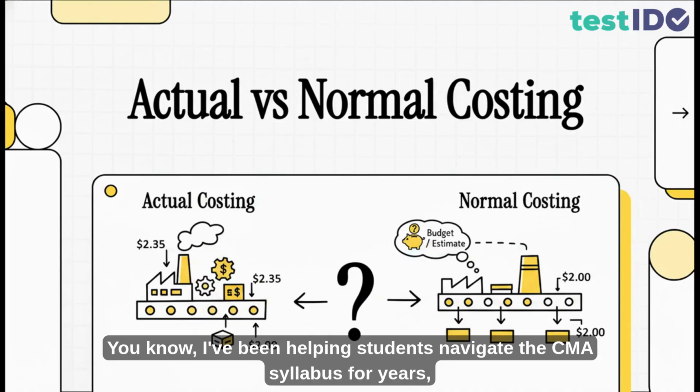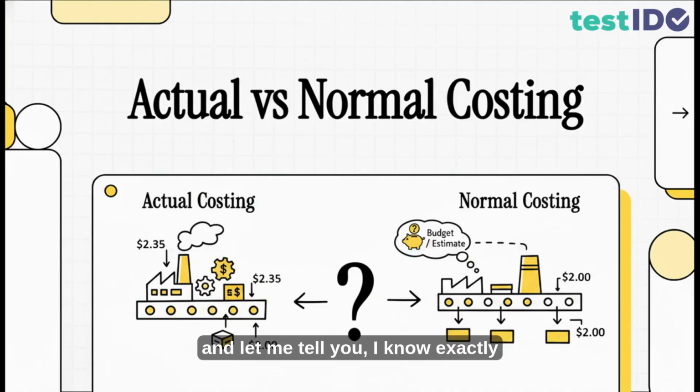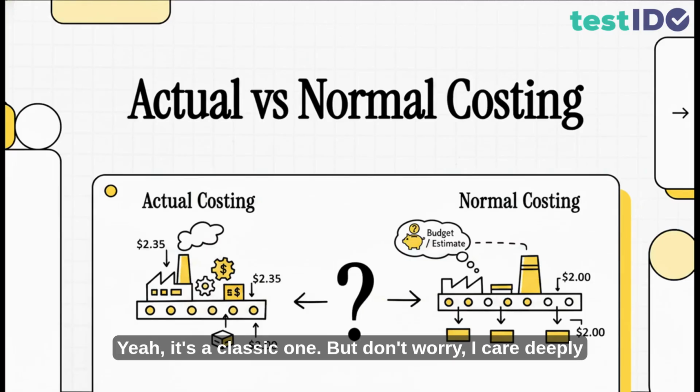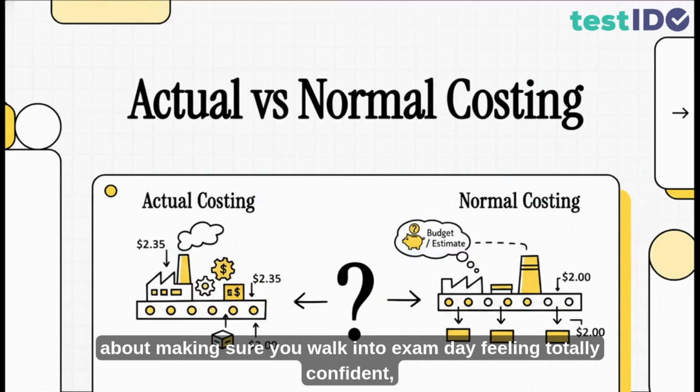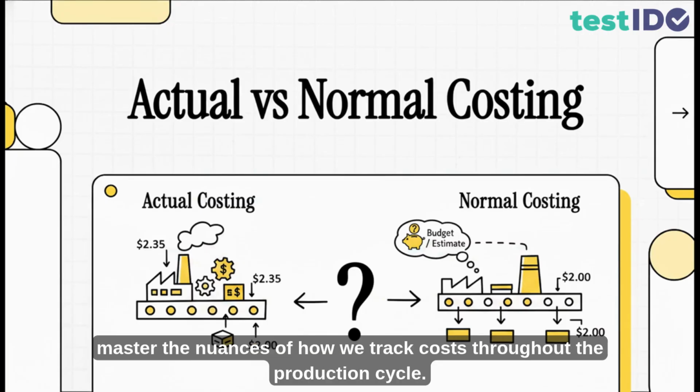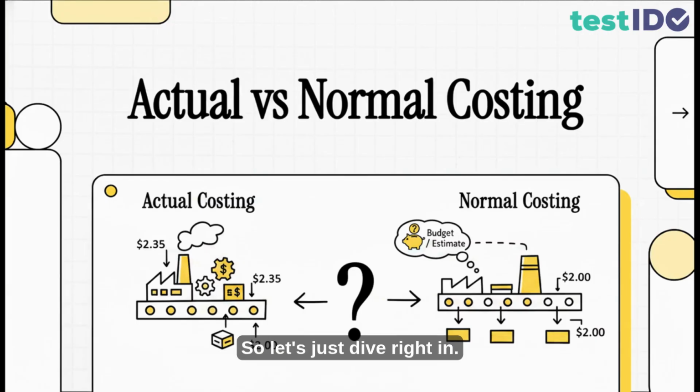I've been helping students navigate the CMA syllabus for years, and let me tell you, I know exactly which topics can feel like a massive hurdle. Actual versus normal costing? Yeah, it's a classic one. But don't worry, I care deeply about making sure you walk into exam day feeling totally confident, so we're going to break this down together step by step. By the end of our time today, you are going to absolutely master the nuances of how we track costs throughout the production cycle. So let's just dive right in.